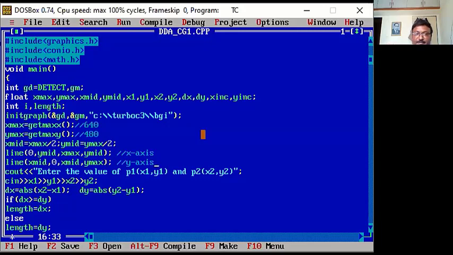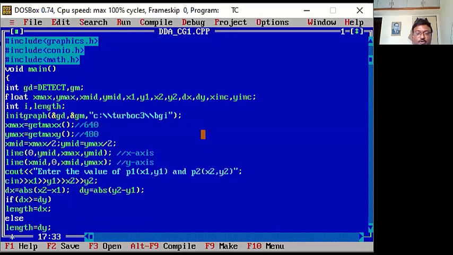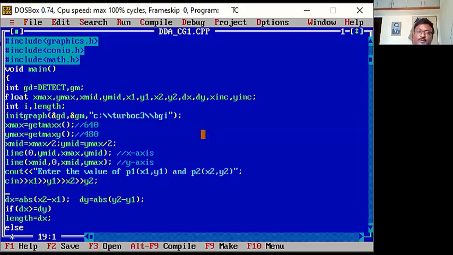Now the user can enter x1, y1, x2, y2 values for the line. Now that point you have to convert. This point you have to convert to what? As per your x mid, y mid. So x1 is equal to x mid plus x1, and y1 is equal to what? y mid minus y1.